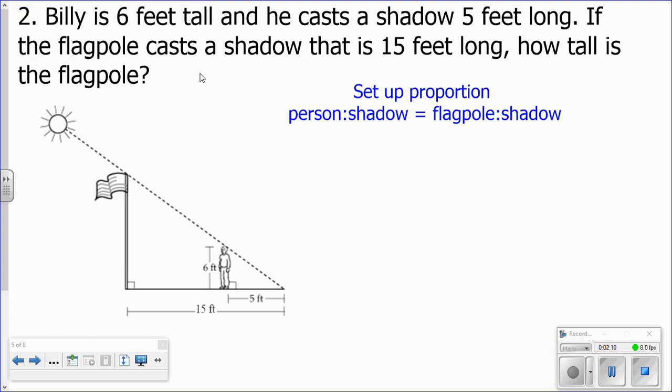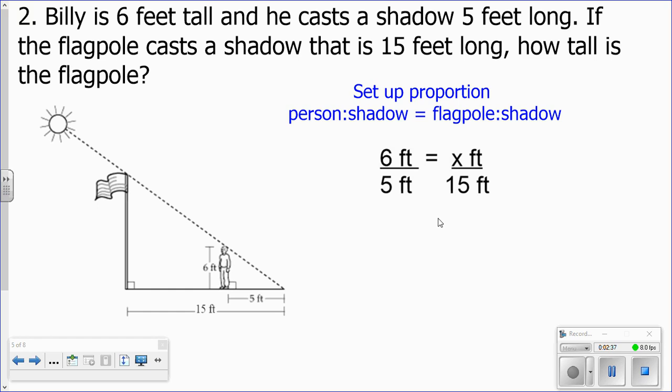Billy is 6 feet tall and casts a shadow that's 5 feet long. If the flagpole casts a shadow that's 15 feet long, how tall is the flagpole? So we're going to set up that proportion, person to shadow, flagpole to shadow. So if we set up the proportion, 6 feet is to 5 feet. The person is 6 feet. The shadow is 5 feet. The flagpole we don't know, so we're going to put X, and the shadow is 15 feet.